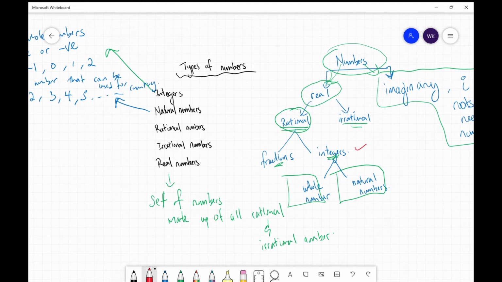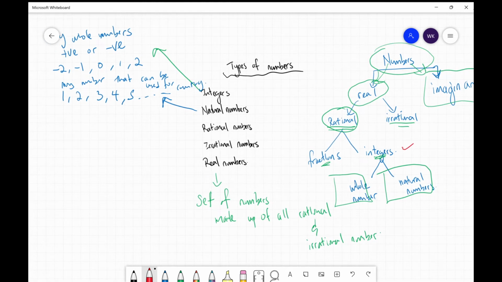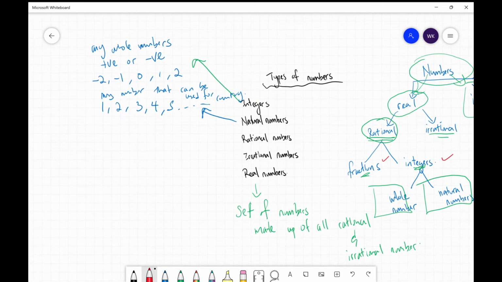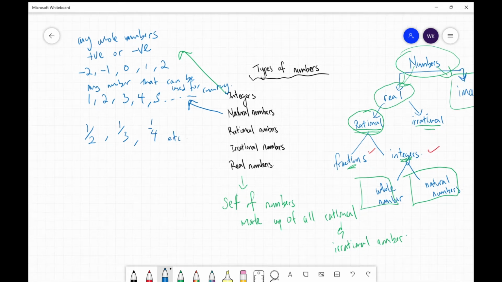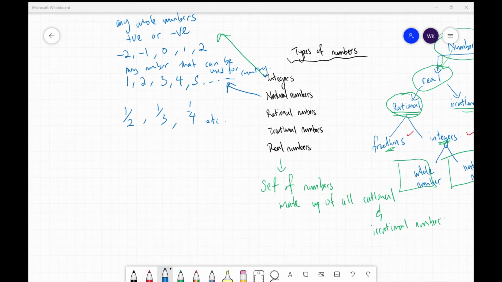We covered now fractions are just any number. It's basically a ratio like 3 over 4, etc. So those fractions and integers, they fall under rational numbers. So this is fraction. So we cover integers.